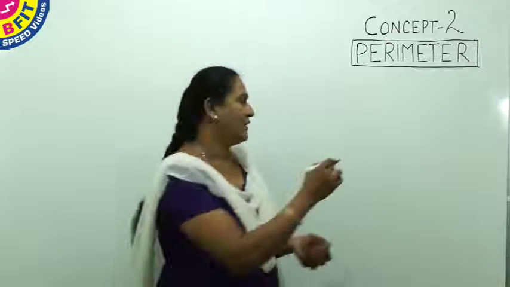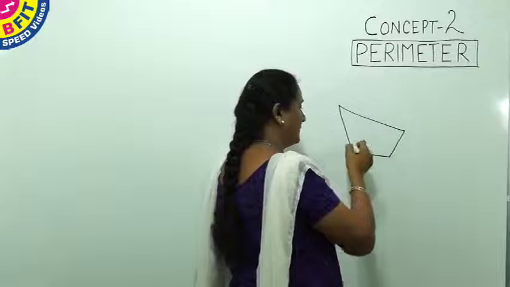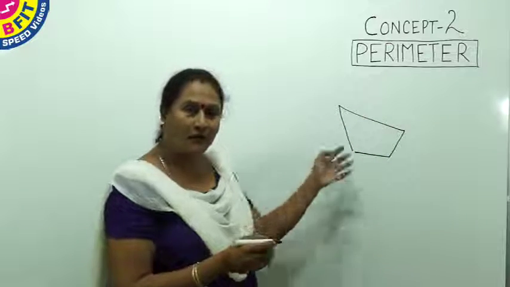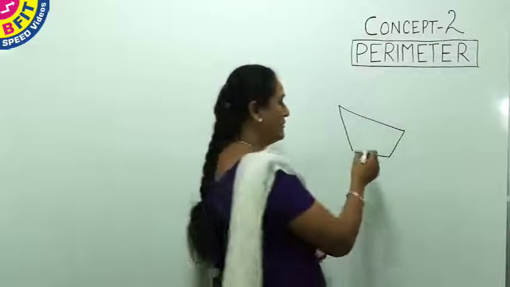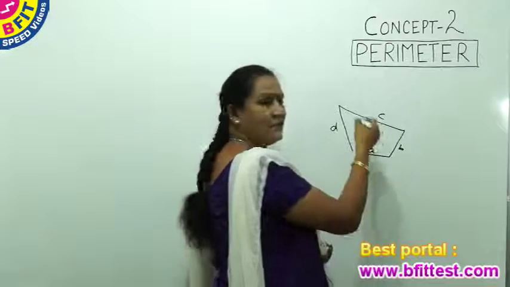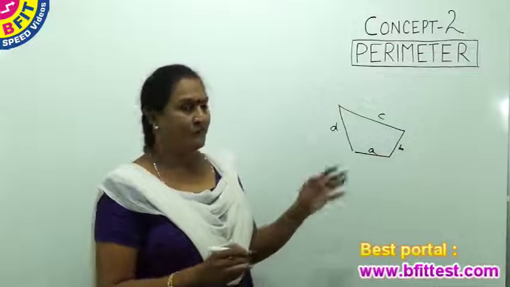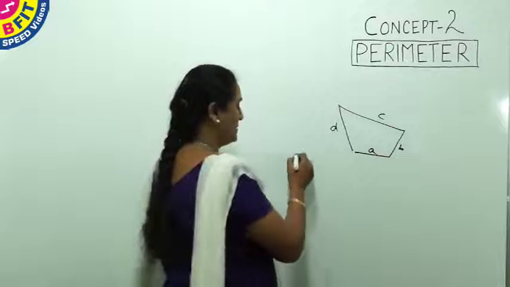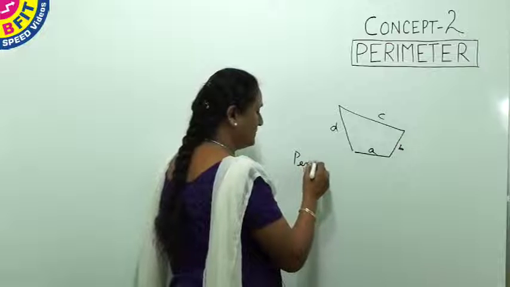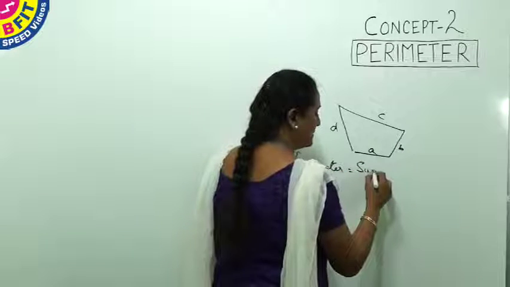Say if it is a quadrilateral, how to calculate the perimeter of this? Whatever the sides are given, say suppose the lengths are A, B, C, D units, adding all, we get the perimeter. So perimeter is the sum of all sides.